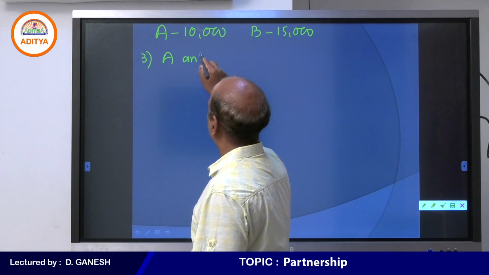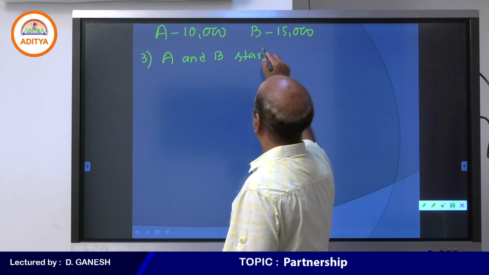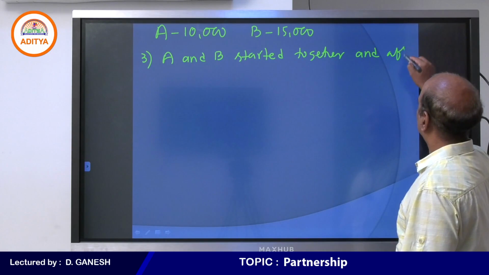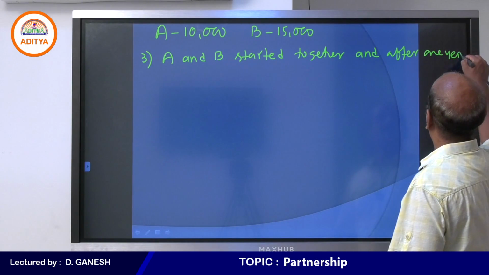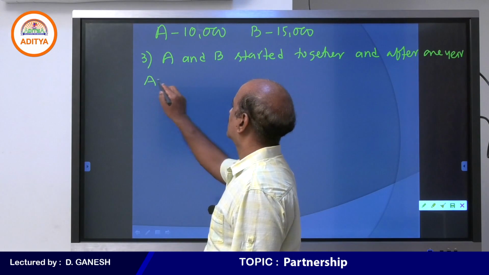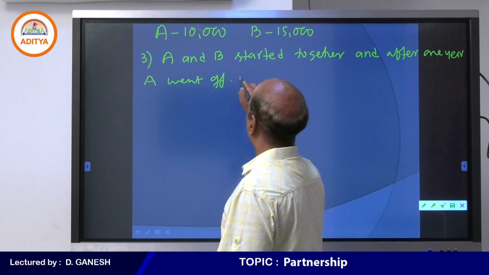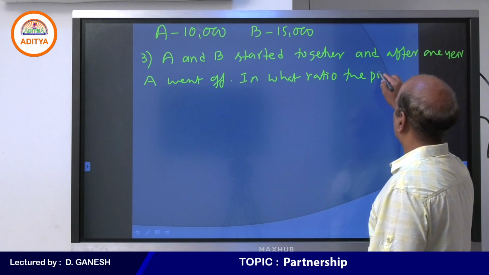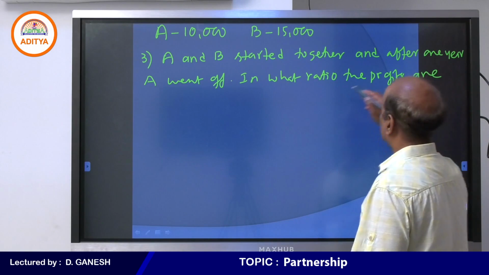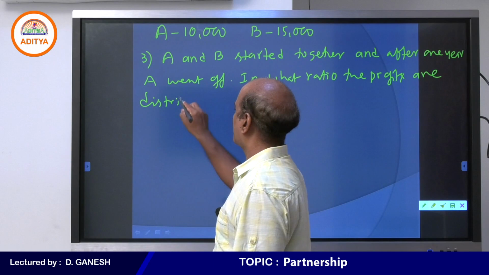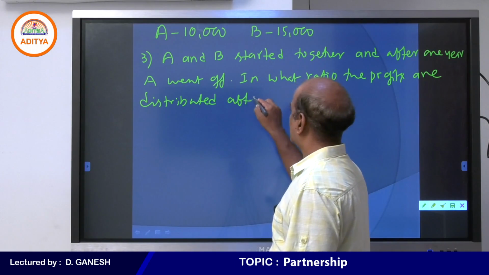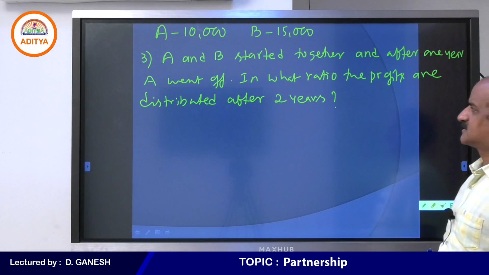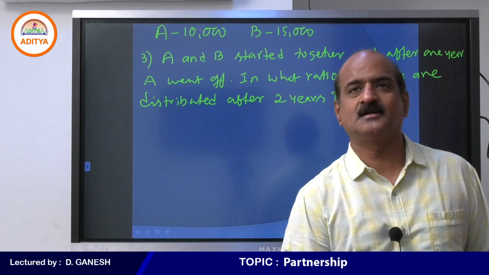A and B started together, and after 1 year A went off. In what ratio are the profits distributed after 2 years? The question is, in what ratio the profits are distributed after 2 years.